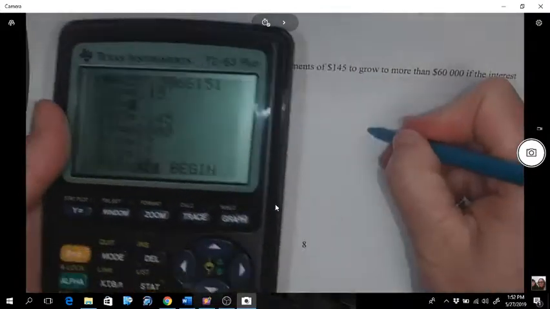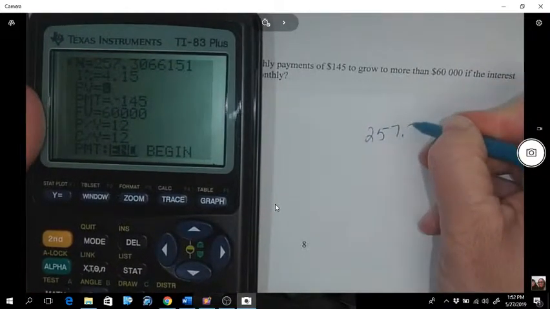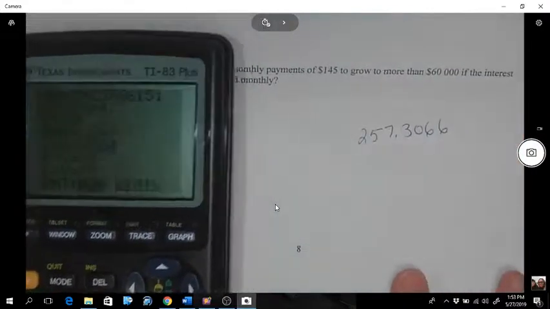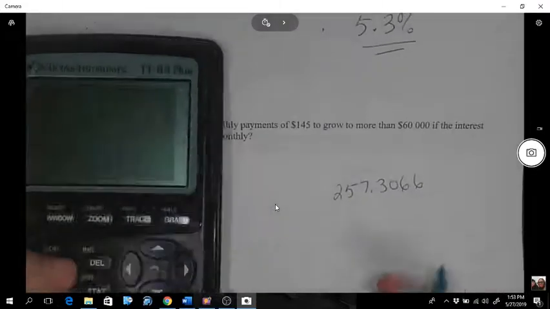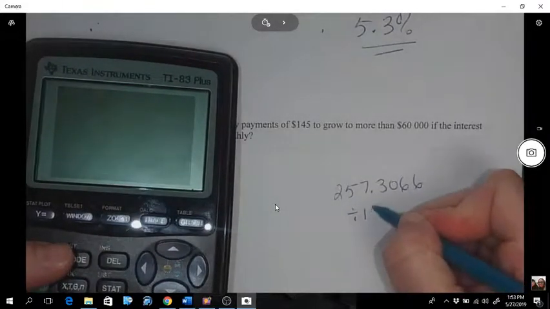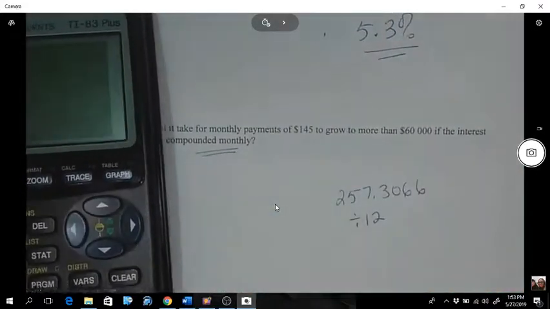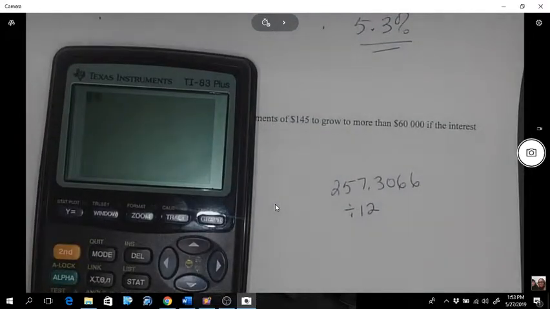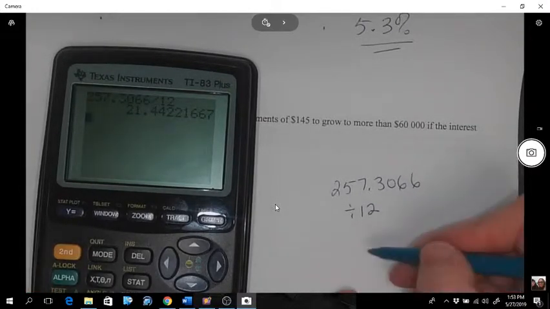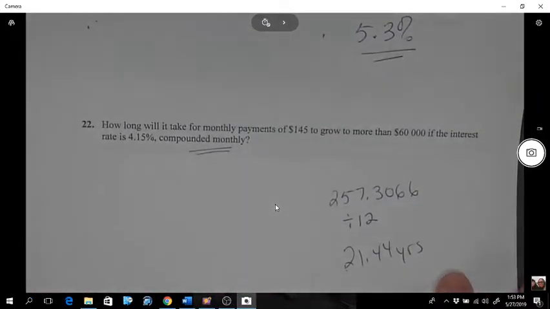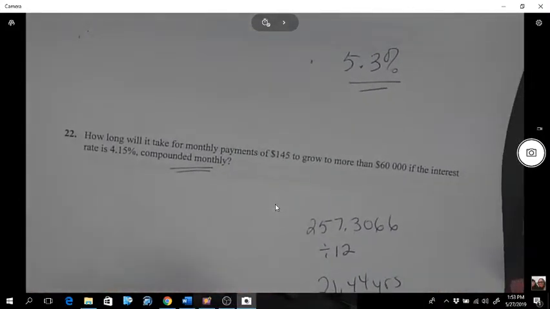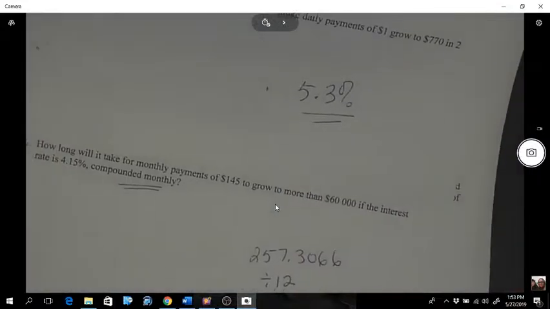257. I'm going to write that down. But that's how many compounds. So I'm going to have to take that number and divide it by 12 because we were making 12 every year. And I get 21.44 years. Yeah, that's it.